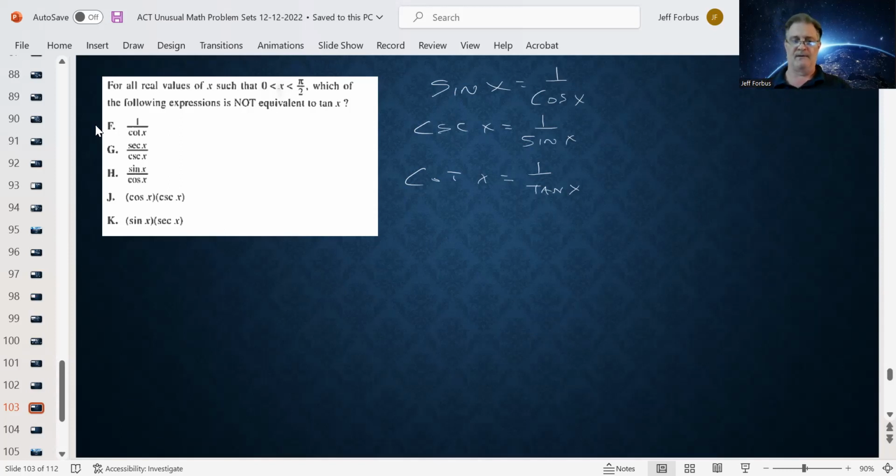The cosine of x is equal to 1 over the secant. And then the secant of x is equal to 1 over the cosine of x. And then the tangent of x, I'm going to put it right here. Tangent of x is equal to 1 over the cotangent.